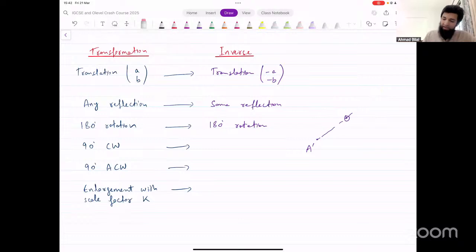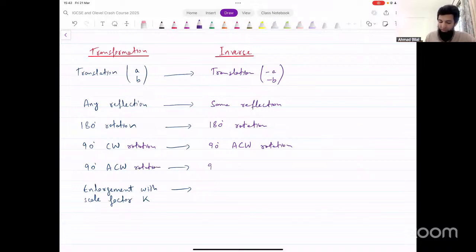If it's a 90 degrees clockwise rotation, its inverse would be 90 degrees anti-clockwise rotation. And if it's a 90 degrees anti-clockwise rotation, its inverse would be 90 degrees clockwise rotation. Okay, so if you're going clockwise, inverse would be anti-clockwise. If you're doing anti-clockwise, the inverse of that would be clockwise.